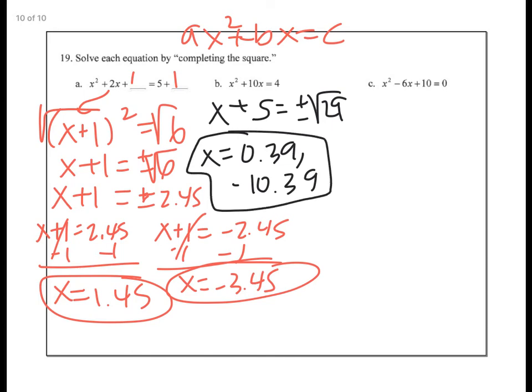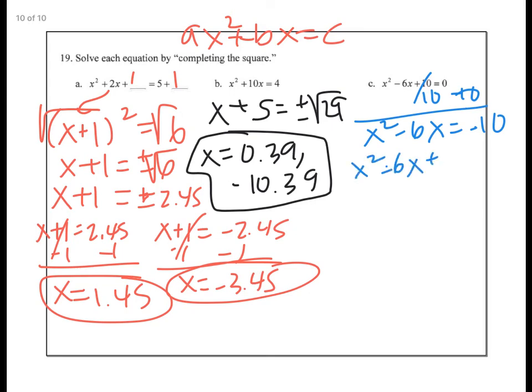And for the last one, you'd have to subtract the 10 first because we want ax squared plus bx equal to c. So x squared minus 6x is equal to negative 10. So this one I would have x squared minus 6x. Thinking, what do I add to both sides? So I would get, let's see, x, it's getting sloppy.